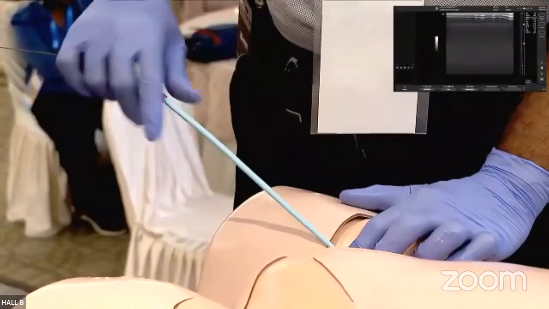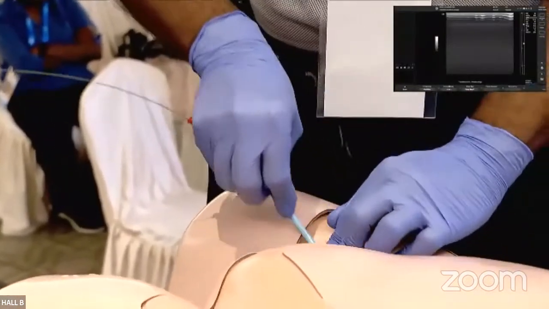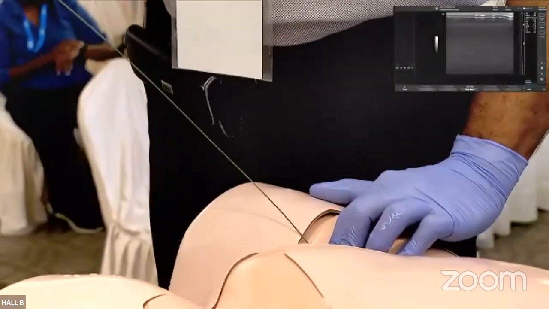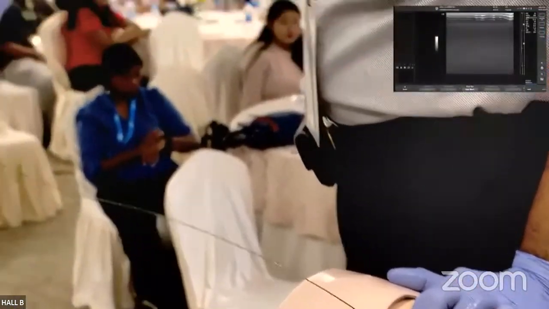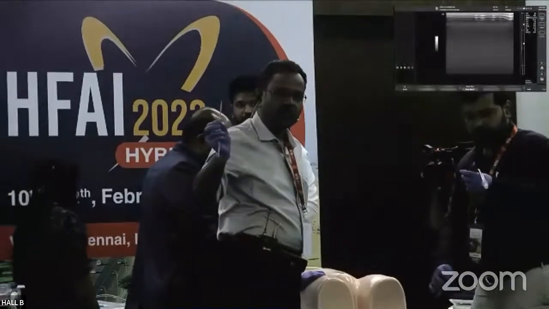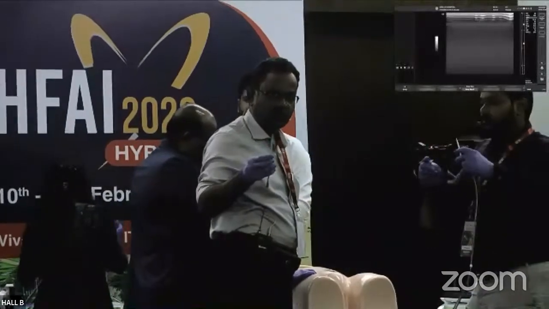So this is 16 size. Our idea is to dilate the skin, subcutaneous tissue, and the vein hole, the point of entry. So up to here, if you introduce, that's fine. You do not introduce the whole length and then injure the posterior wall, right?